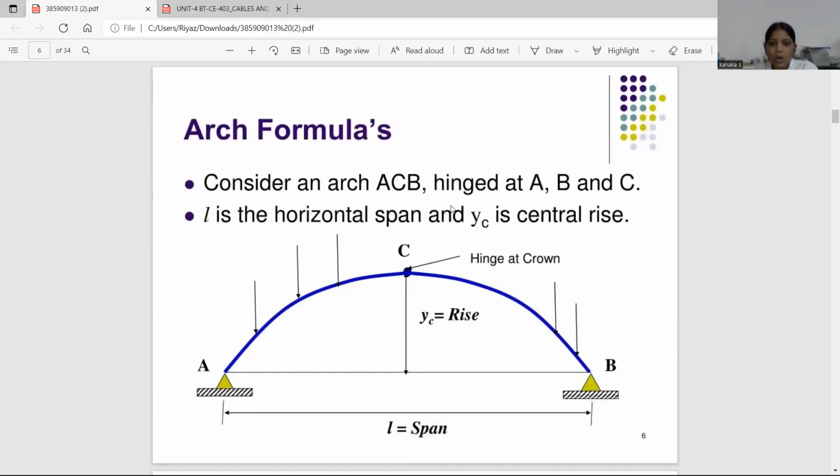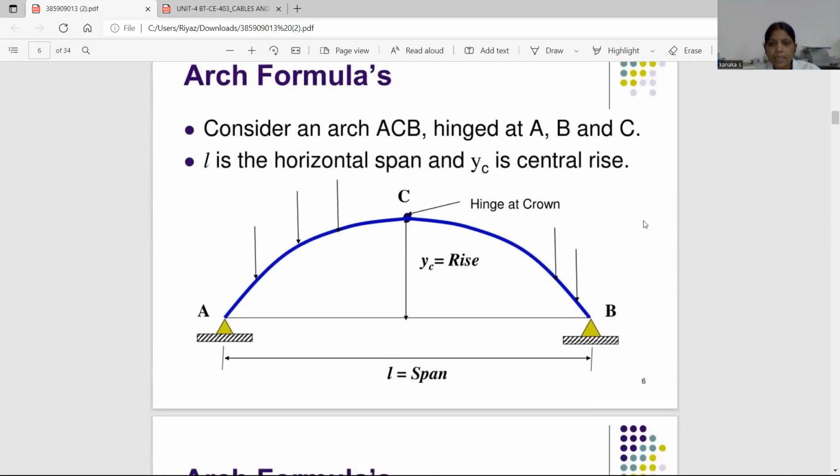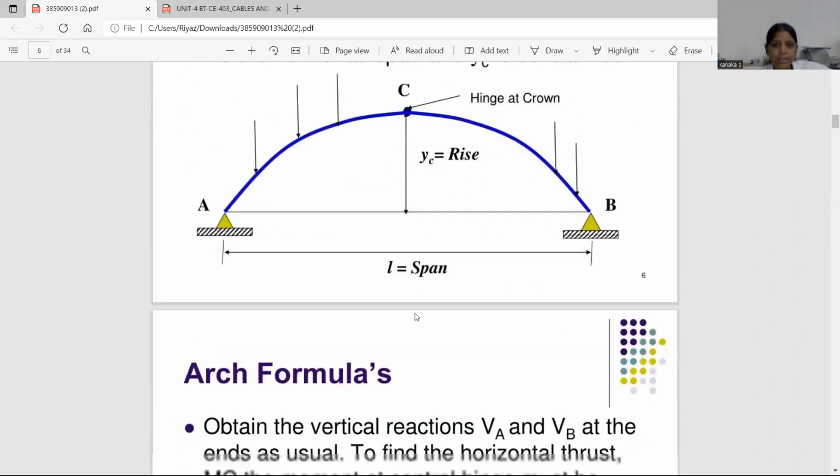Consider an arch ACB hinged at A, B and C. L is the horizontal span and yc is the central rise. See the figure: arch ACB hinged at A, B and C, L is the horizontal span and yc is the central rise.